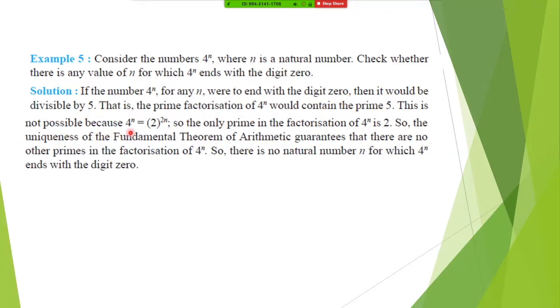Why? Because 4 to the power of n is nothing but 2 to the power of 2n, writing it in the indices form, exponential form. And here we can say that the only prime factor in the factorization of 4 to the power of n is nothing but 2. 5 is not there.